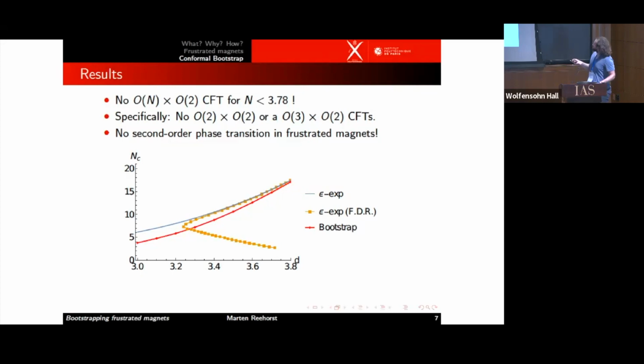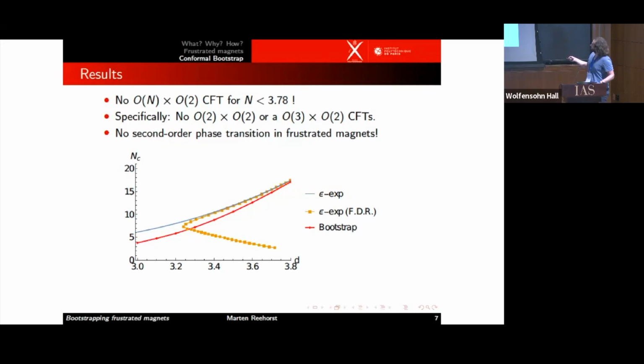This plot, which I don't have time to fully explain, just shows the same information. It's nice in a talk to include some plot and not just some number. It shows, for different values of the space-time dimension, the critical n below which the CFT no longer exists. And specifically here at 3, we find this 3.78, which excludes it.